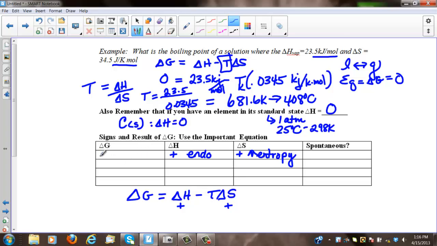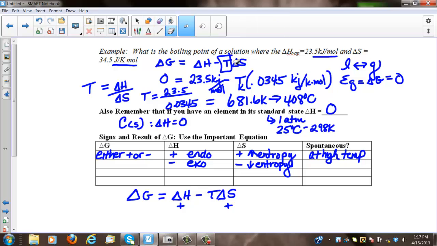So in this case, delta G could be either positive or negative. However, it will only be spontaneous at high temperatures because it's the high temperature that's going to produce the negative delta G, making it spontaneous. Okay, what about if I had an exothermic reaction and I had a negative delta S, which means a decrease in entropy? Well, what's going to happen to my system then?